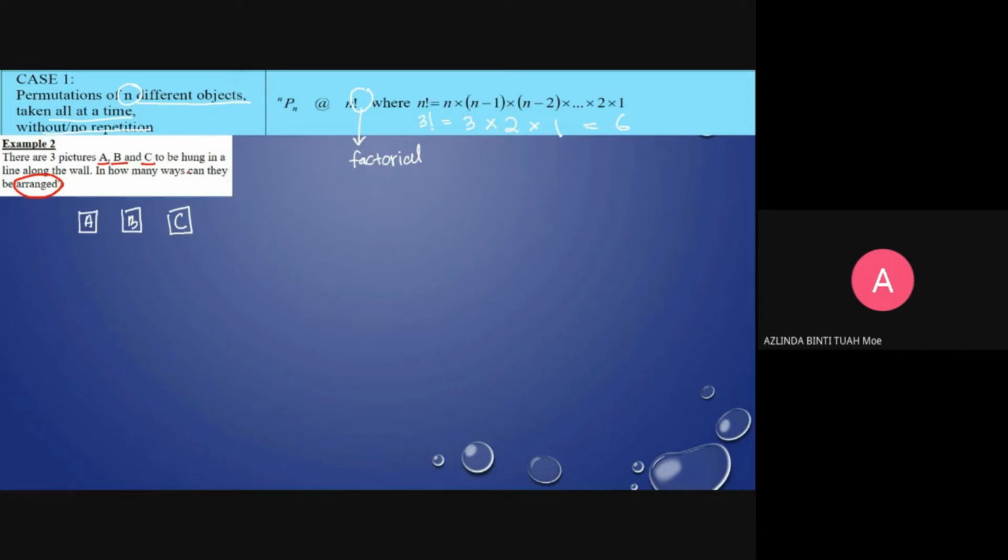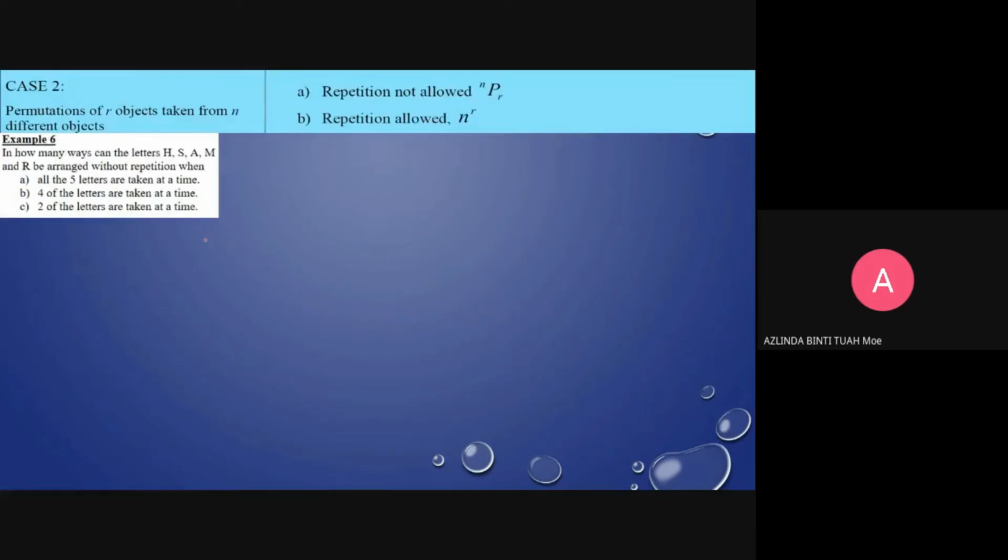Lepas tu, apa lagi yang menunjukkan dia case pertama? Kita nak susun semua. In how many ways can they? All of them. Kita nak susun semua dan semua objek berbeza. So dia adalah permutation case number 1. So how can we get the answer? It is 3 factorial equals to 6. Okay, ini sahaja jalan kerja yang perlu ditunjukkan dalam calculation. Very simple kalau jawab soalan permutation dengan combination. Tunjukkan jalan kerja untuk formula dan tunjukkan jawapan. Memang selalunya 2 markah sahaja. Okay, very simple. Case number 1, proceed with case number 2.